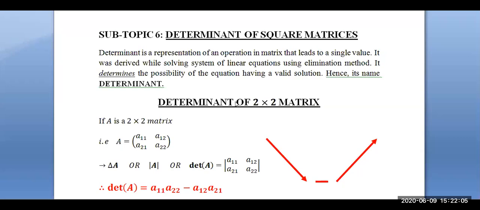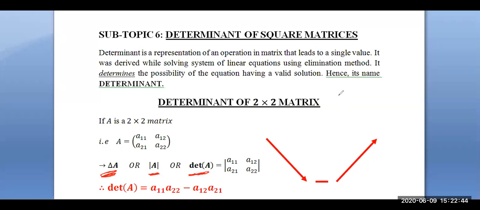We want to look at a 2 by 2 determinant of a square matrix. Alright, so for example, say A is a 2 by 2 matrix, such that A is equal to a11 and so on; these are the elements. The symbol we use for determinant is either triangle A, as you can see there, or we use the vertical-line symbol for determinant A, or we simply write det A, determinant A in short form. So these are the symbols we use for determinant.